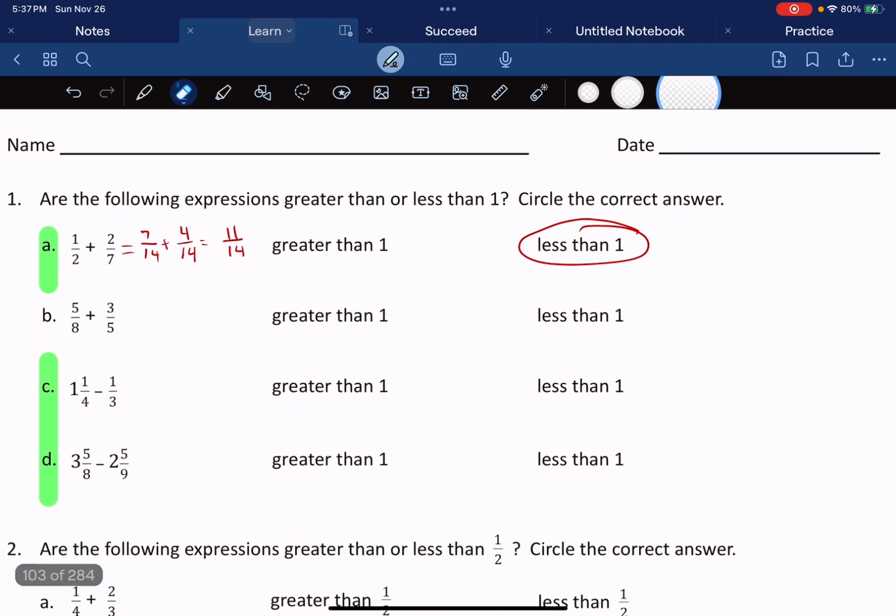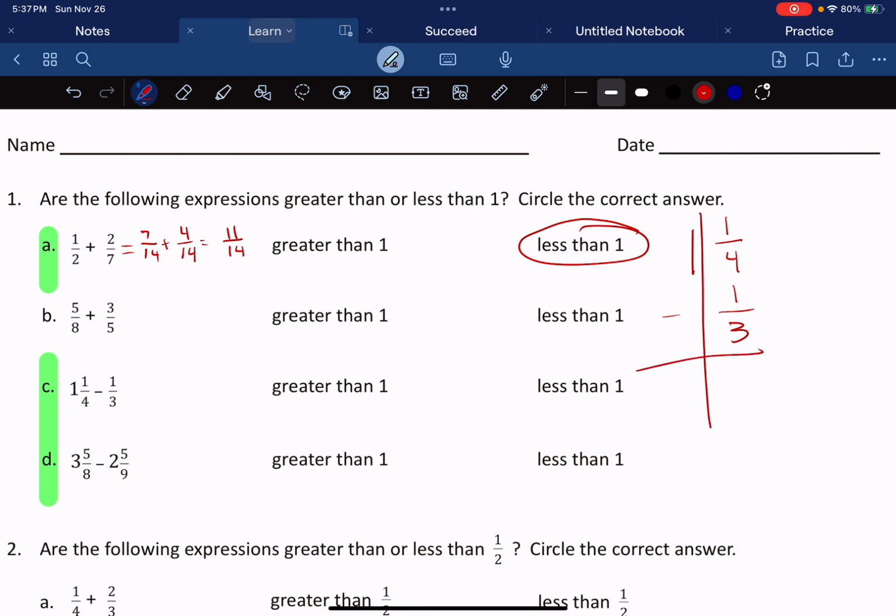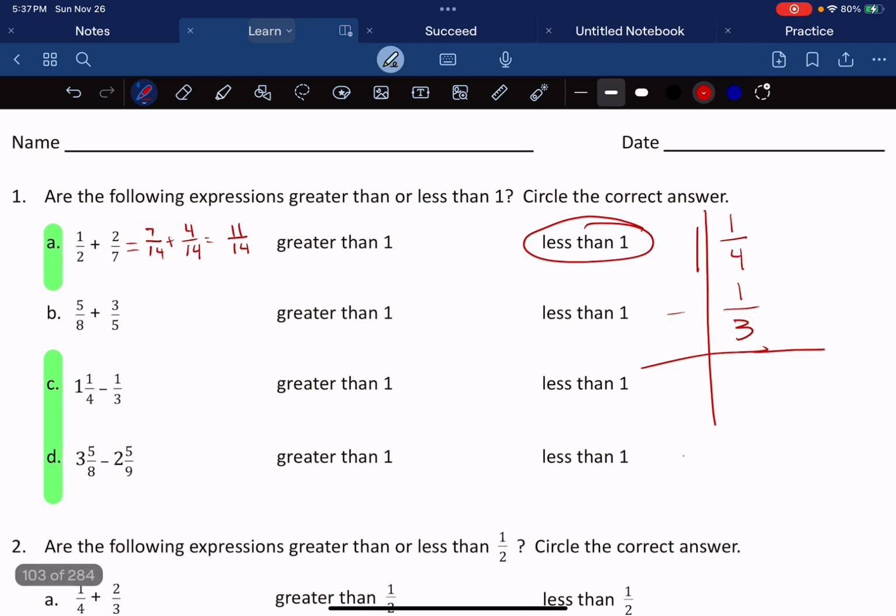All right, now I'm going to look at C. I have 1 and 1/4 minus 1/3. Again, you're going to want to do this on your notebook paper. When I look here, my denominators are not the same. So I'm going to count by 3s and 4s.